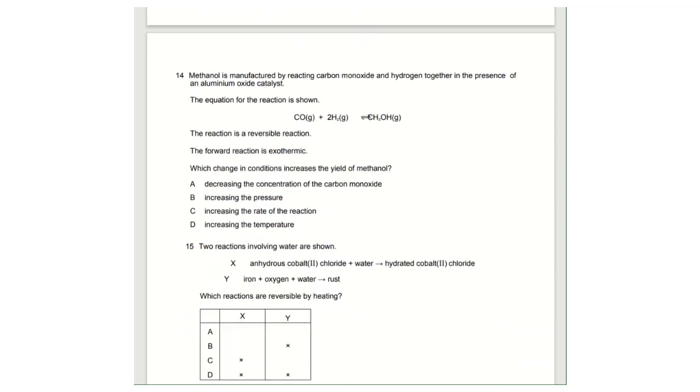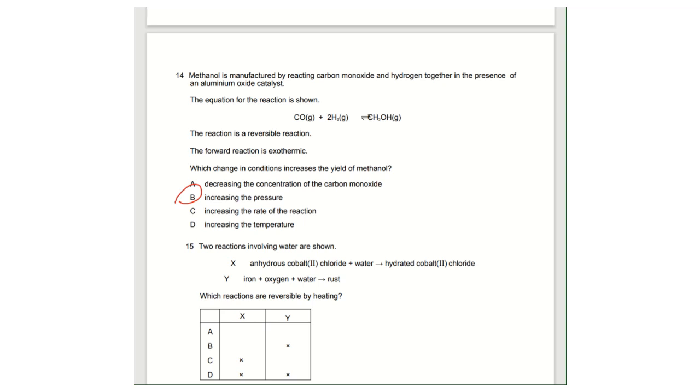Methanol is manufactured by reacting carbon monoxide and hydrogen together in the presence of an aluminum oxide catalyst. The reaction is reversible and the forward reaction is exothermic. Which change in condition increases the yield of methanol? Decreasing the concentration of carbon monoxide? No, it will reverse the reaction. Increase the pressure? Yes, it will shift equilibrium from left to right, because there are 3 particles on the left and 1 particle on the right. Increasing the pressure also increases the rate of reaction. That is the question.